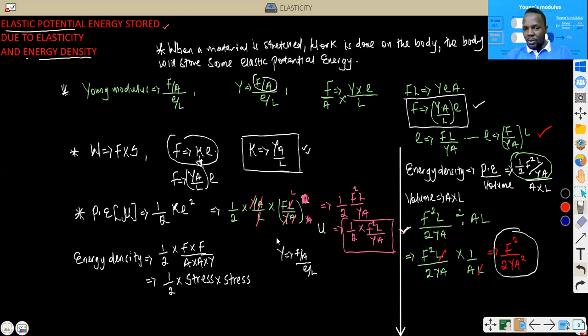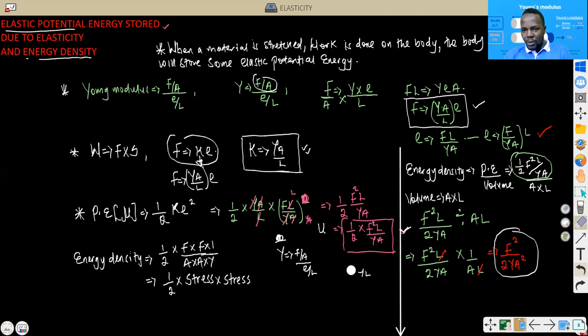Now, if I say 1 over gamma, what happened? It means 1 divided by this expression of gamma. I hope you are following. Gamma was F over A over E over L. When it is inverted, what is under will come up, and what is up will come under. I hope students get that. That is how I come about my changing.